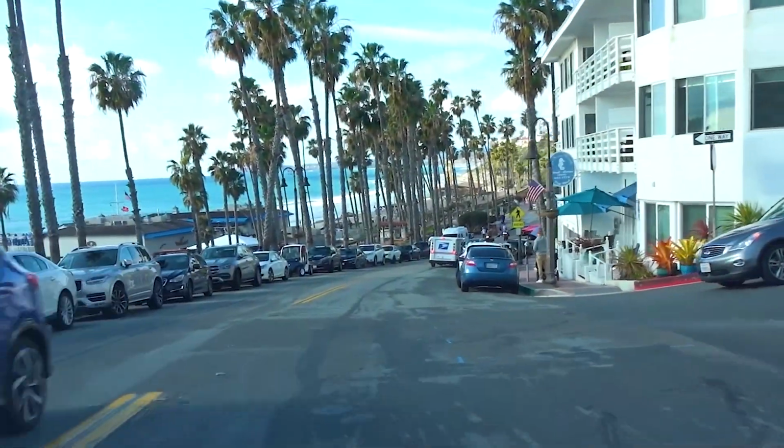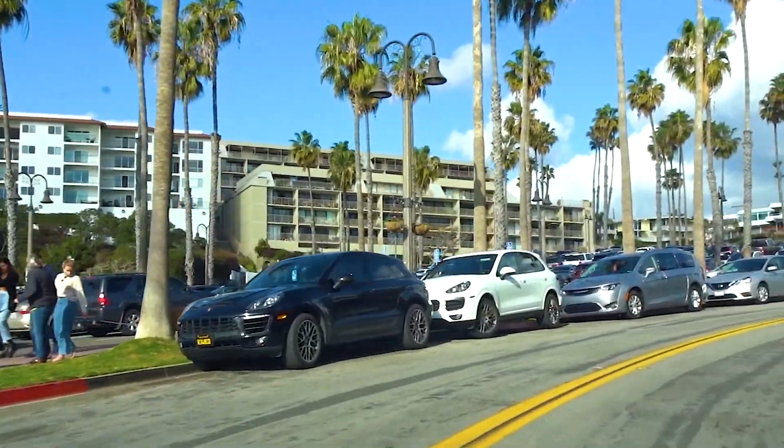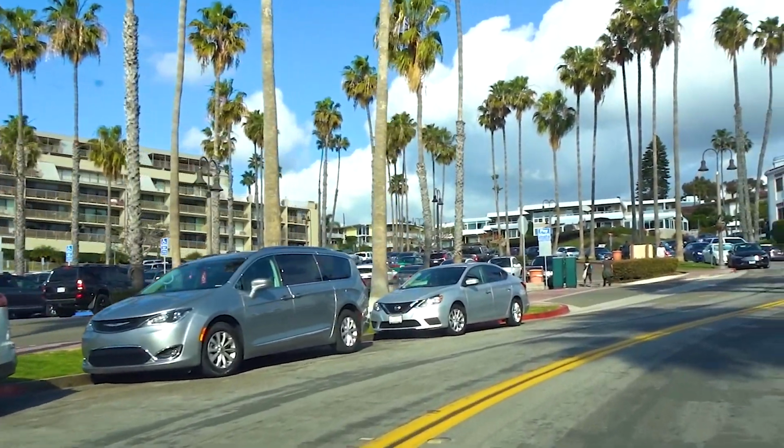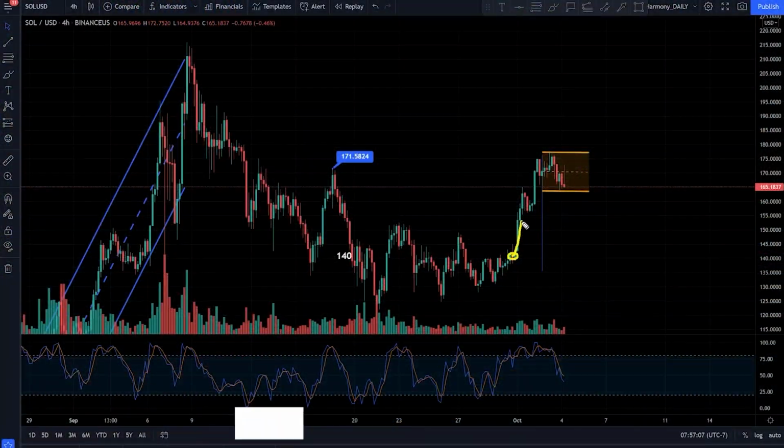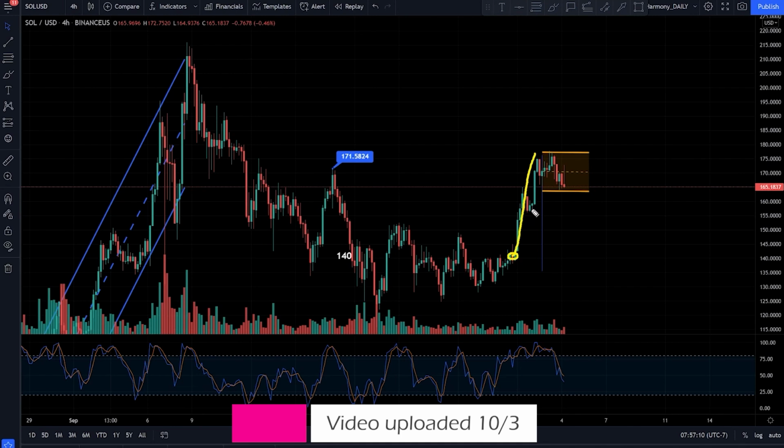Let's take a look at Solana. Last time we looked at Solana was on October the 4th. Here is a quick recap. Solana is actually forming this larger bull flag.